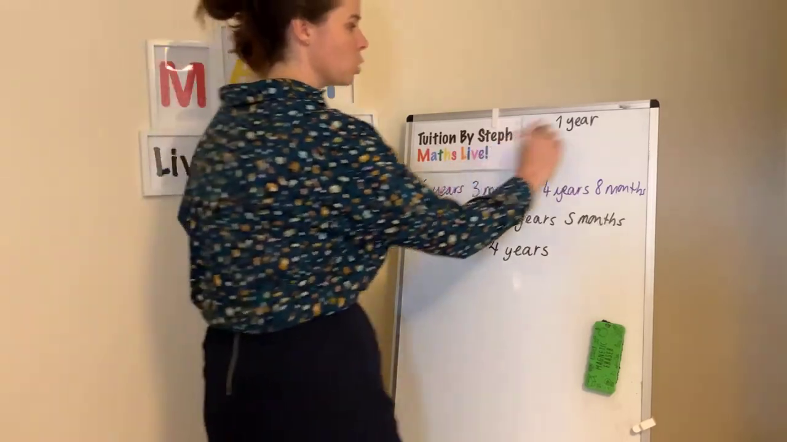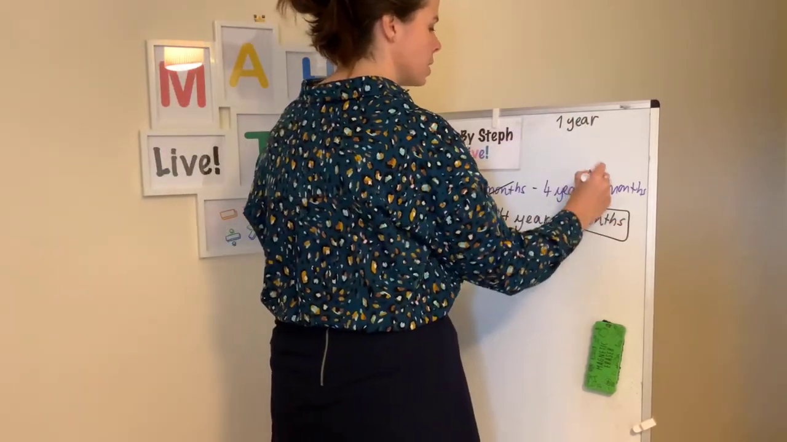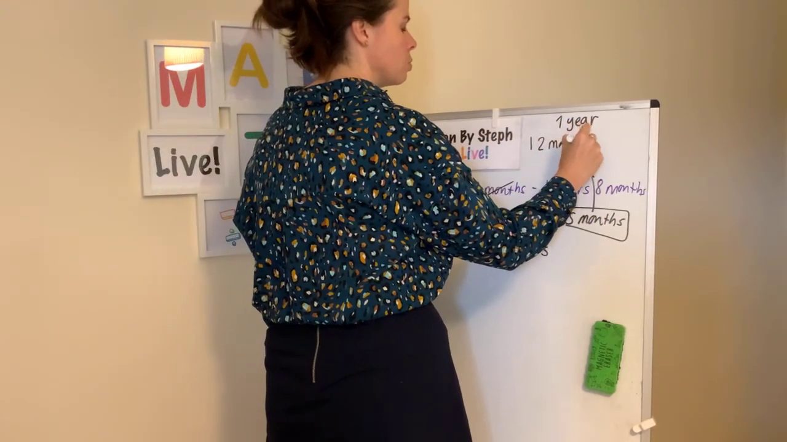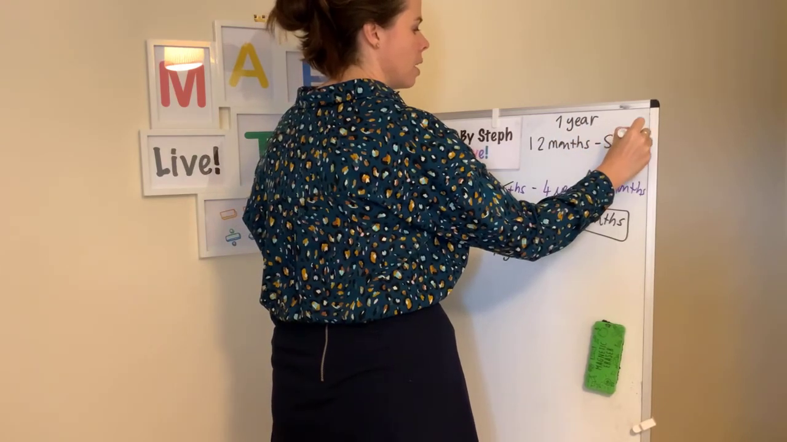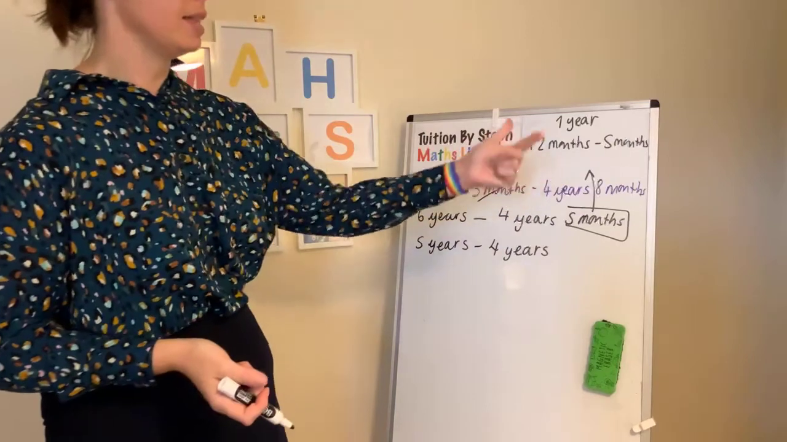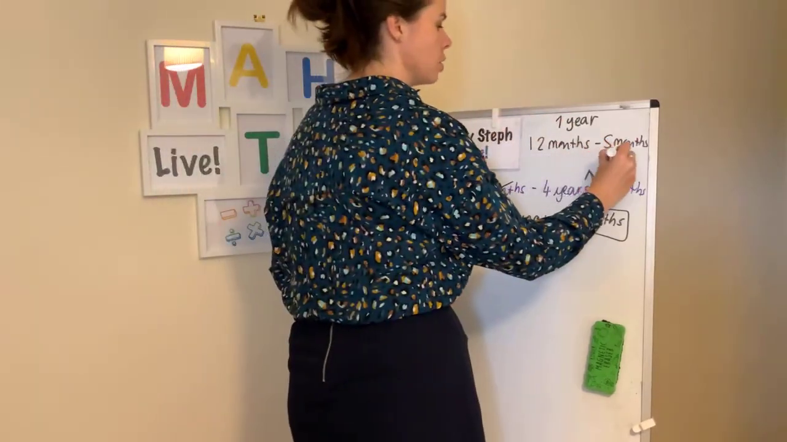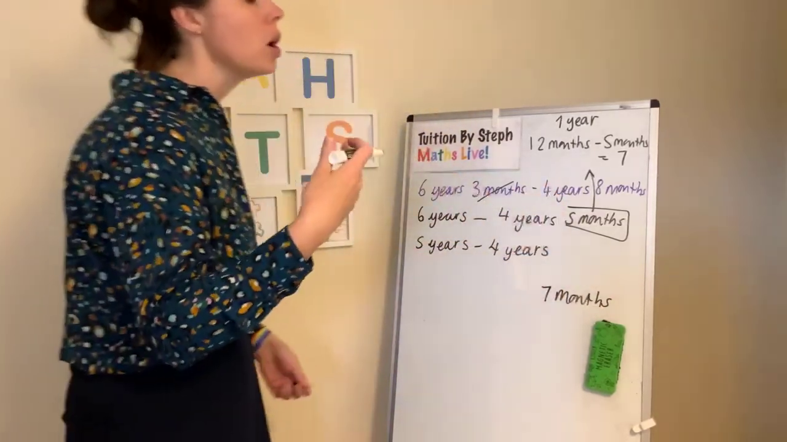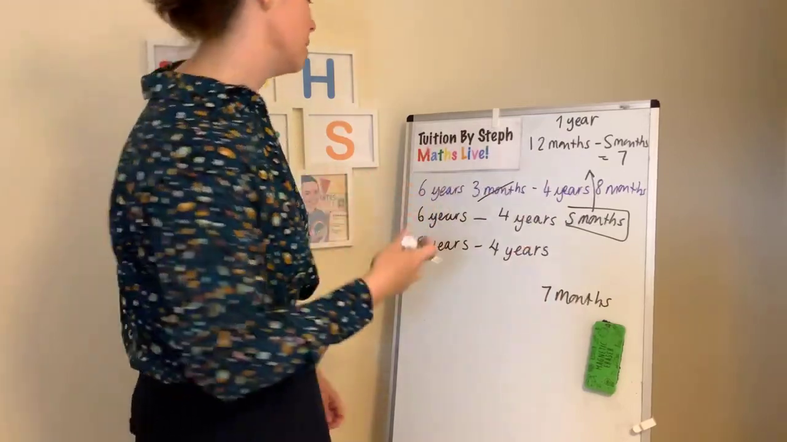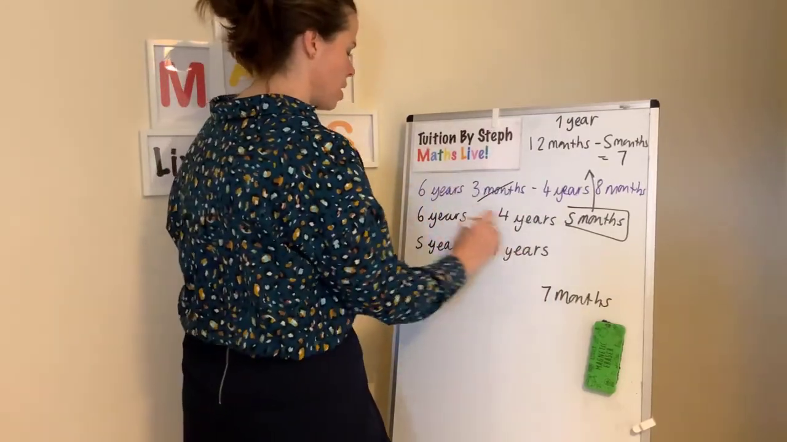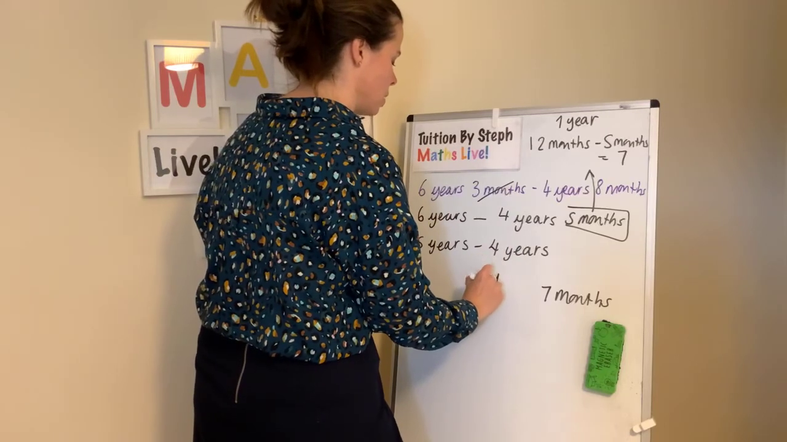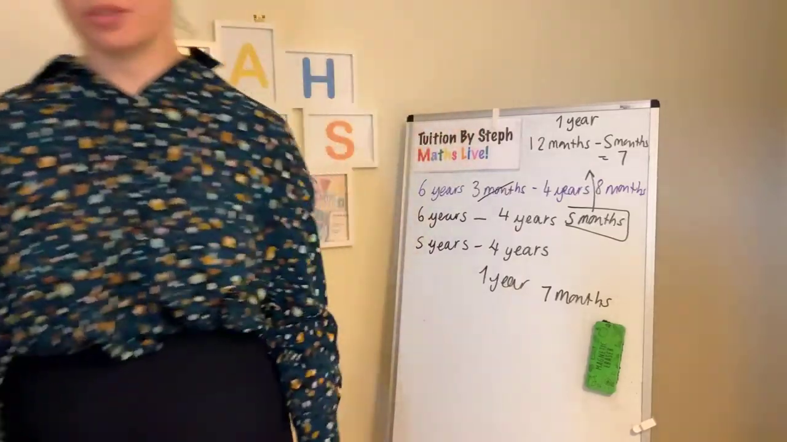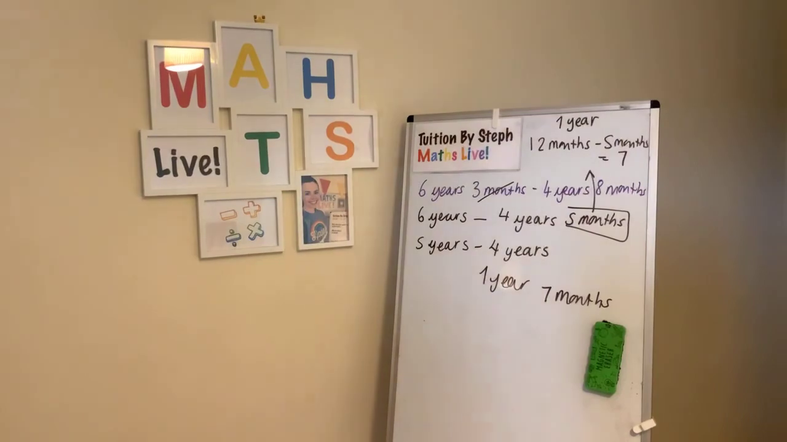Now we still need to take away 4 years after that. Now, because we've moved that year up here, we can now take away the 5 months from that. 1 year is 12 months. So we're doing 12 months, take away 5 months. So 12, 11, 10, 9, 8, 7. So that's going to leave us with 7 months, and that's in our answer. Because as you'll see, your answers are either years and months or weeks and days. Okay? And then we complete the years part. 5 years take away 4 years is 1 year. So your answer is 1 year and 7 months.